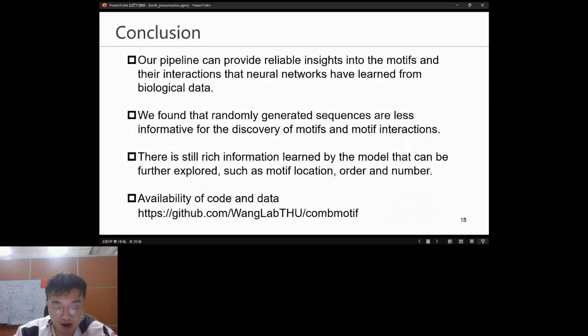In summary, our pipeline can provide reliable insights into the motifs and their interactions that neural networks have learned from biological data. We find that the randomly generated sequences are less informative for discovery of motifs and motif interactions. And there is still rich information learned by the model that can be further explored, such as motif order and number. Finally, you can replicate our work through the code and data provided in the GitHub link.